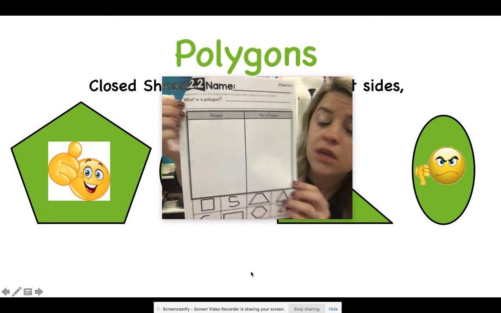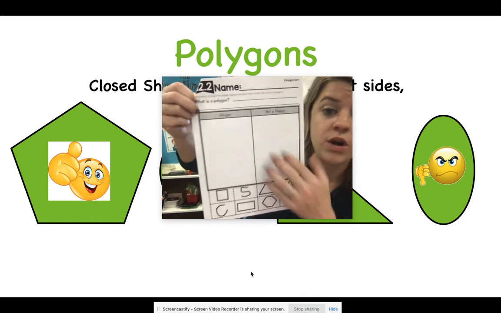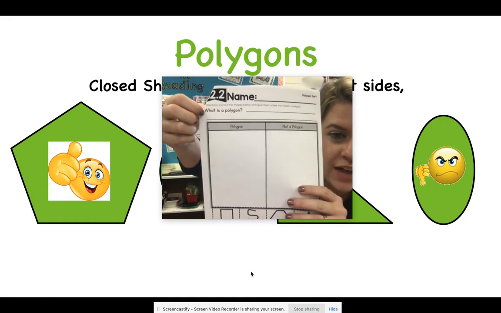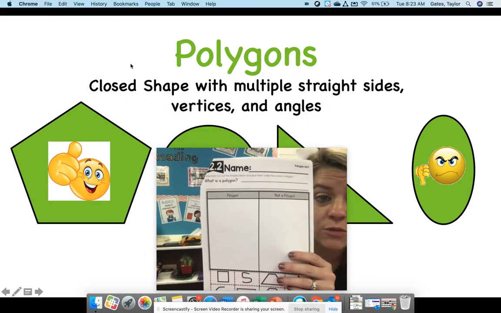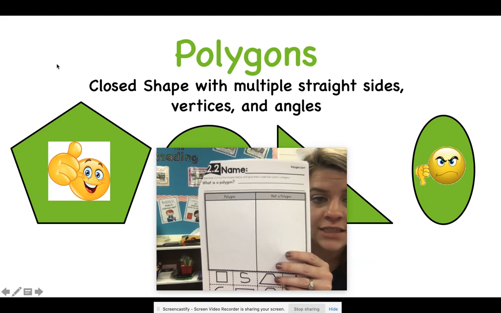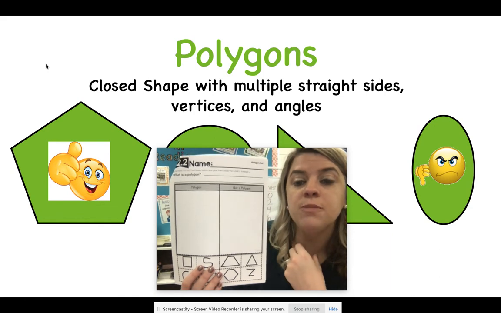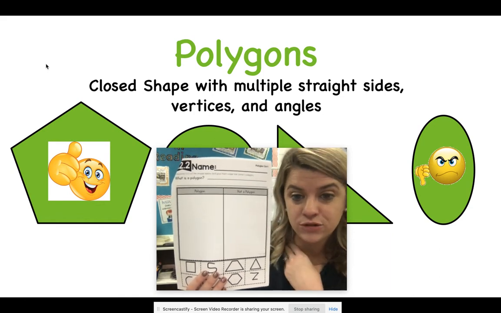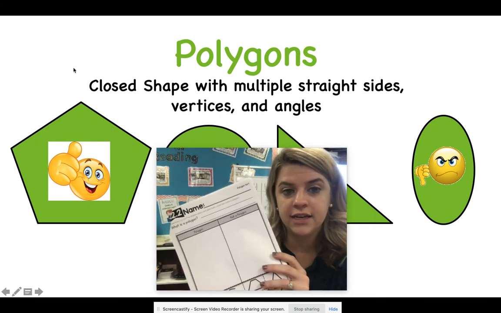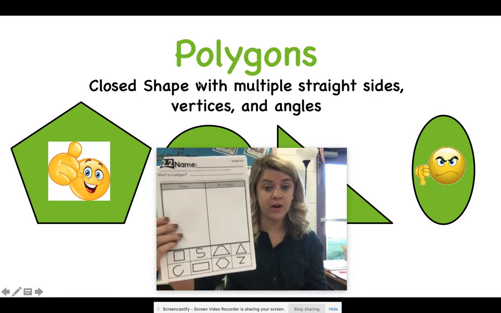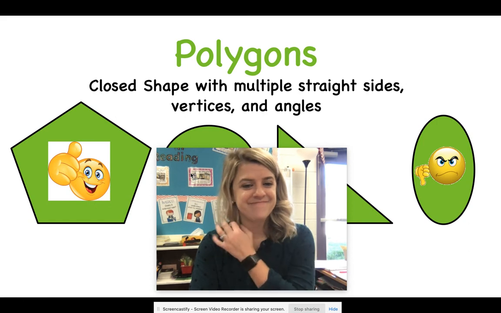If you look up here at the top, it says, what is a polygon? We're not worried about down here yet. Find this part that says, what is a polygon? You are going to write this definition: it's a closed shape with multiple straight sides, vertices, and angles. Beside what is a polygon, write this definition. Pause your video and go ahead and do that now. Only write the definition.